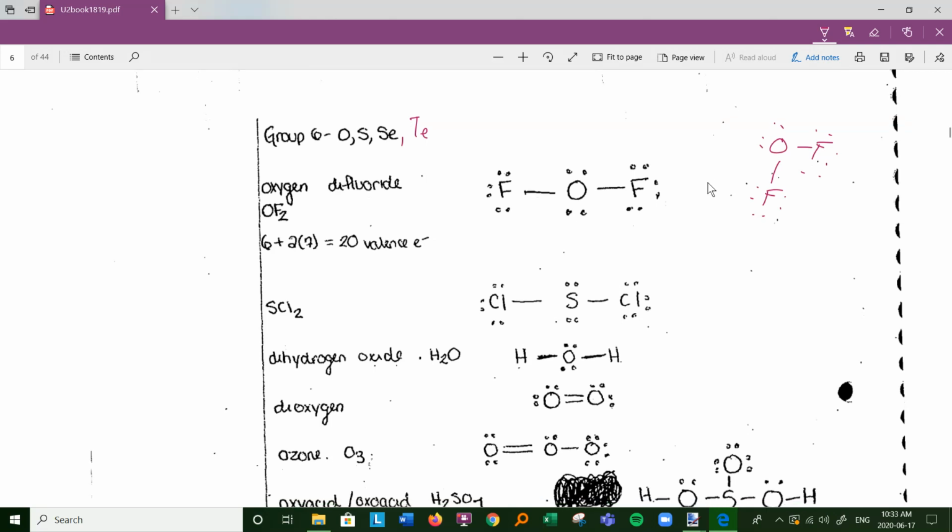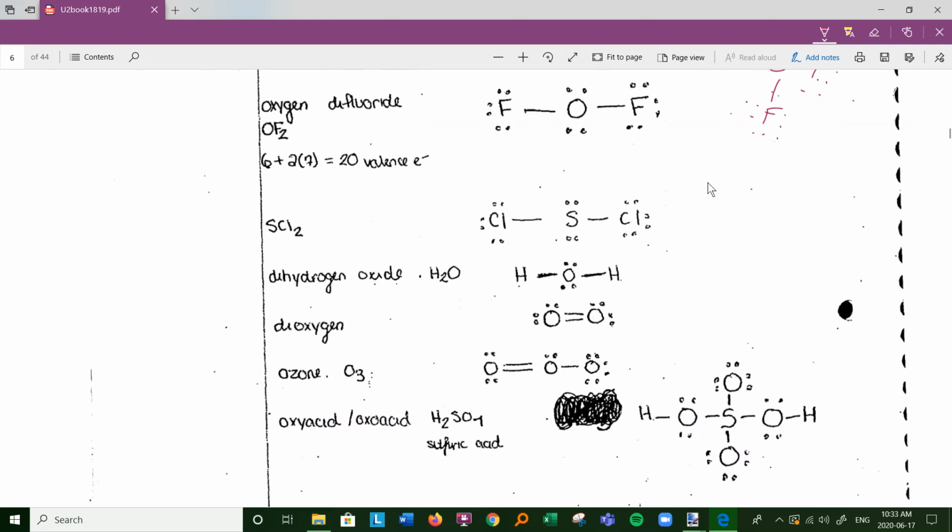SCl2, well, you don't have to really count anything because you just know that sulfur is in the same group as oxygen, and chlorine is in the same group as fluorine. So SCl2 has the Lewis diagram as we see over there.